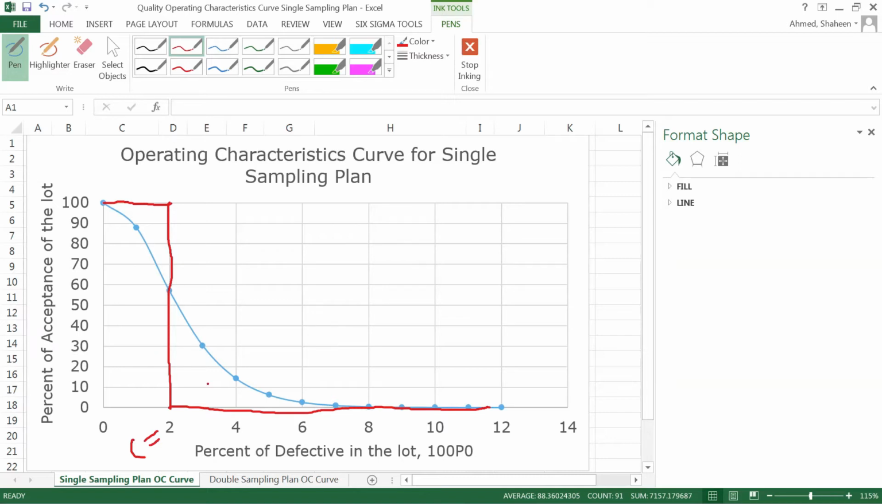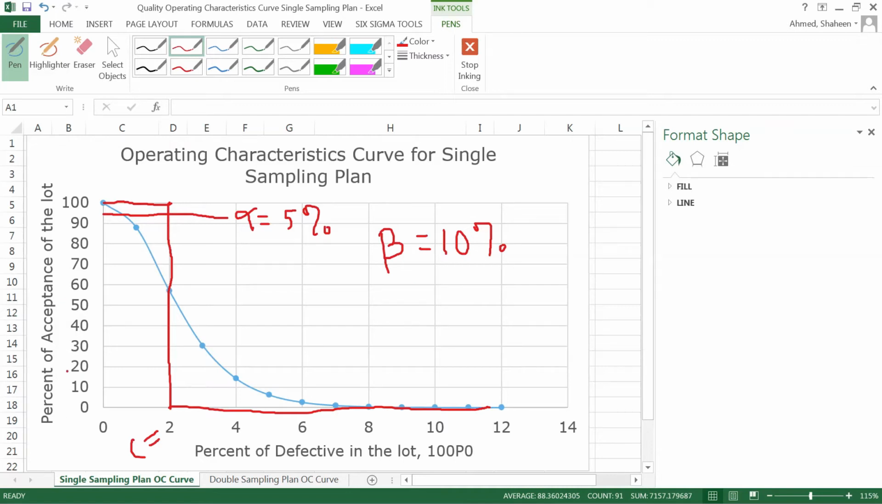So who takes how much risk? For example, customers are willing to take about 10% risk, and that is called beta, the customer risk, 10%. So they are willing to accept 10% defective product. On the other hand, the producer is typically a little bit more conservative. They say they can take up to 5% risk, meaning that in our sampling plan, we can throw away 5% good products.